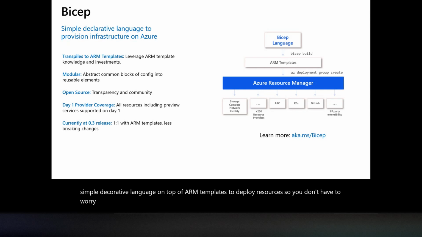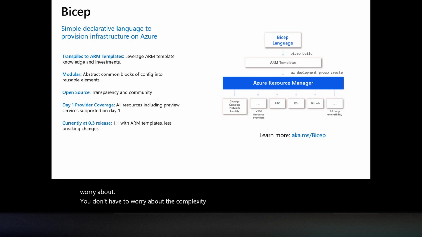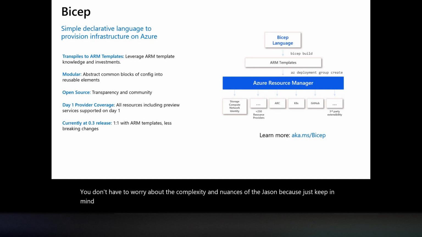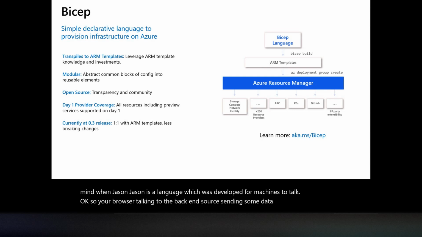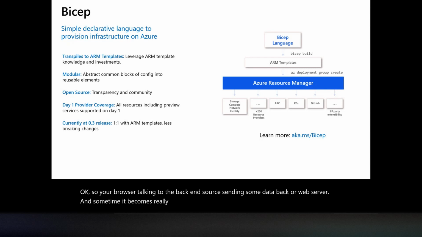You don't have to worry about the complexity and nuances of the JSON, because just keep in mind JSON is a language which was developed for machines to talk. So your browser talking to the backend server, sending some data back, and as those templates become big, it's really hard to comprehend what's going on. So that's where Bicep comes into the picture.